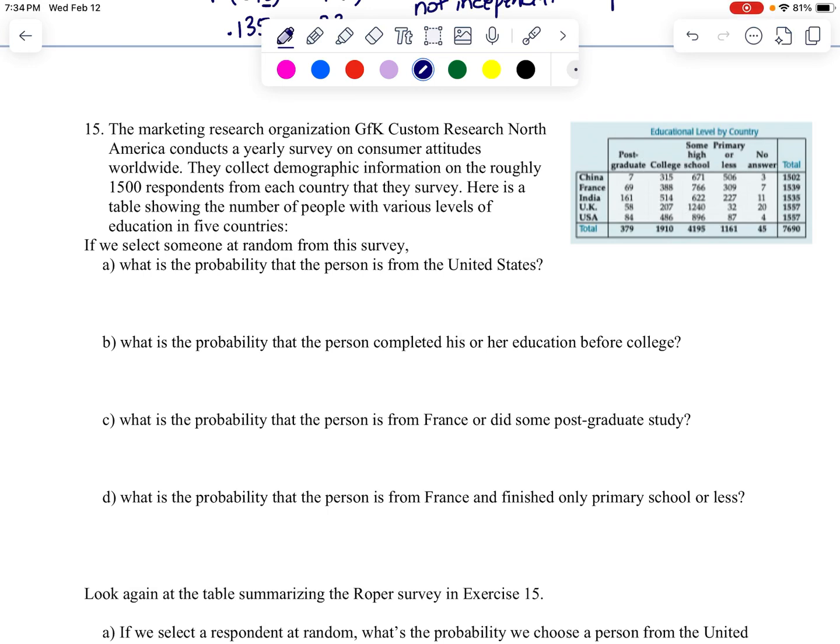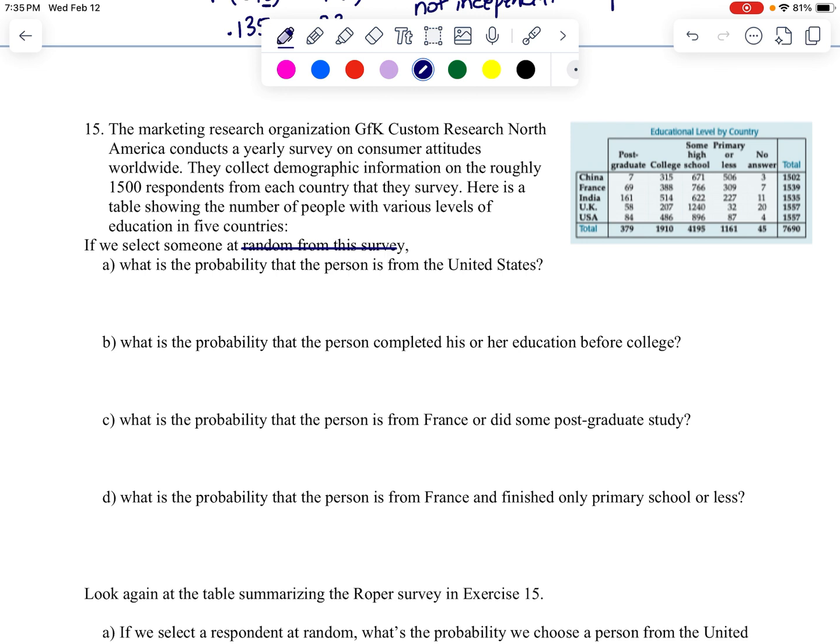So the first video for chapter 14 was going over Venn diagram problems. So we're going to move on to the table type problems. They function just the same way for most. Anyway, we have roughly 1,500 respondents. They answered the question as far as what level of education that they had, and we have 5 countries total.